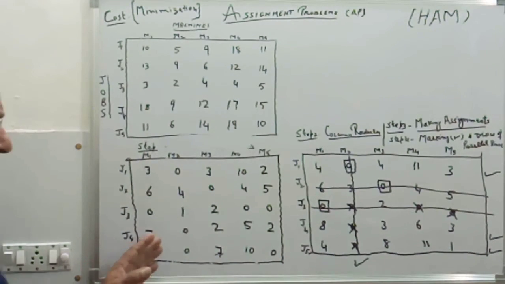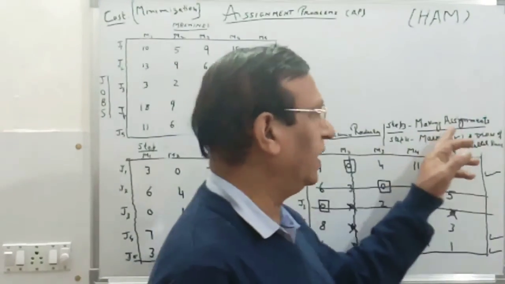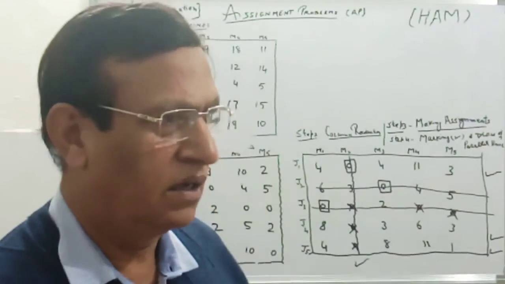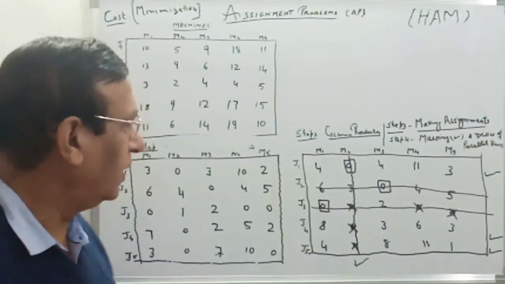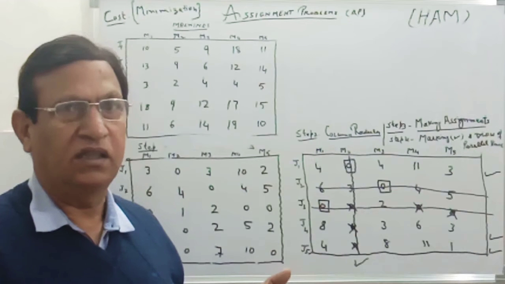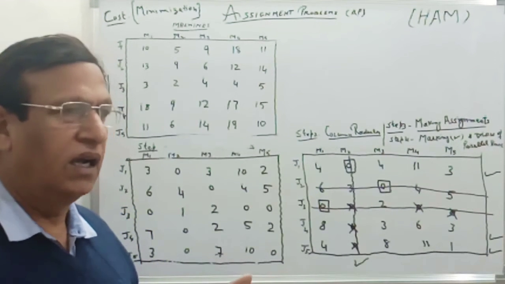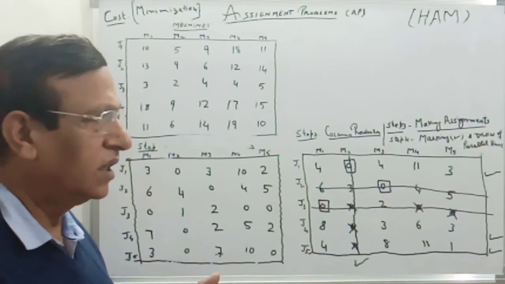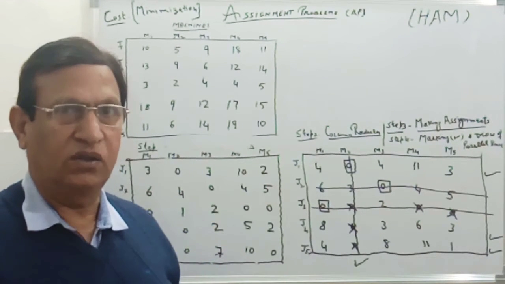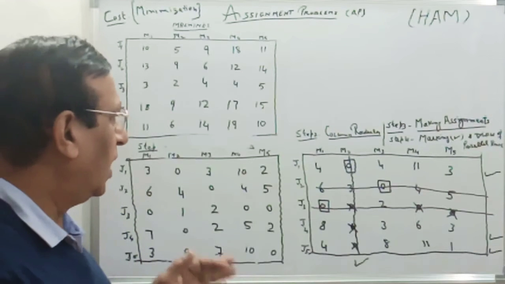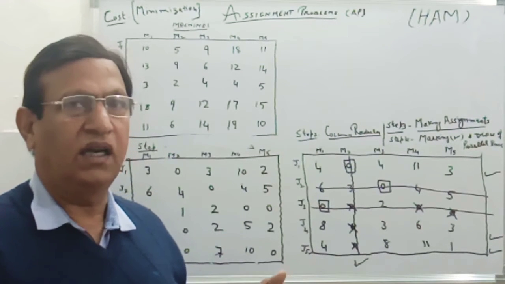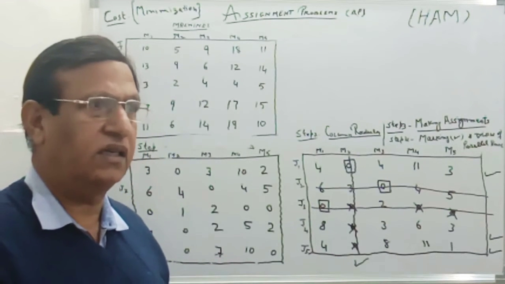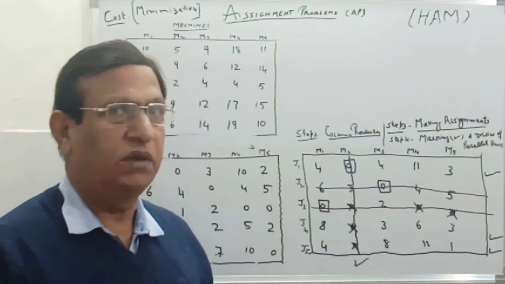Now this is your table, fresh table for making assignment. You have to follow the same procedure. Let me repeat. Find the row in which there is a single 0, mark that row as assignment, and cross all other zeros lying in that column. And similarly find the column in which there is a single 0 after rows, and mark that 0 as assignment and cross all other zeros lying in that row. And repeat till further assignment is not possible.